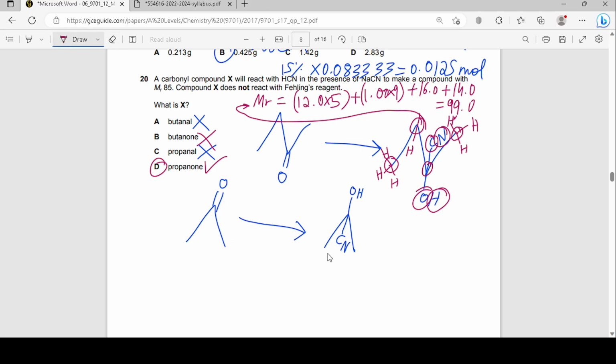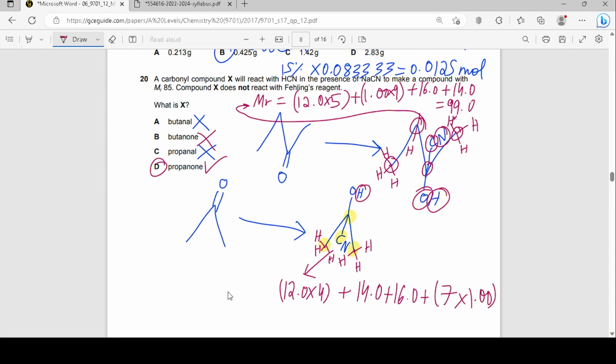So now I will try out with this one, which I got from propanol. So how many carbon atoms does it have? It has one, two, three, four carbon atoms. So that will be 12.0 times 4. Plus now it has one nitrogen atom, one oxygen atom, so 14.0 plus 16.0. And then how many hydrogens does it have? One, two, three, then 4, 5, 6, and then 7, right? So it has 7 hydrogen atoms, right? So now if we calculate out the molar mass, so that will be 48 plus 14, 16, 7.